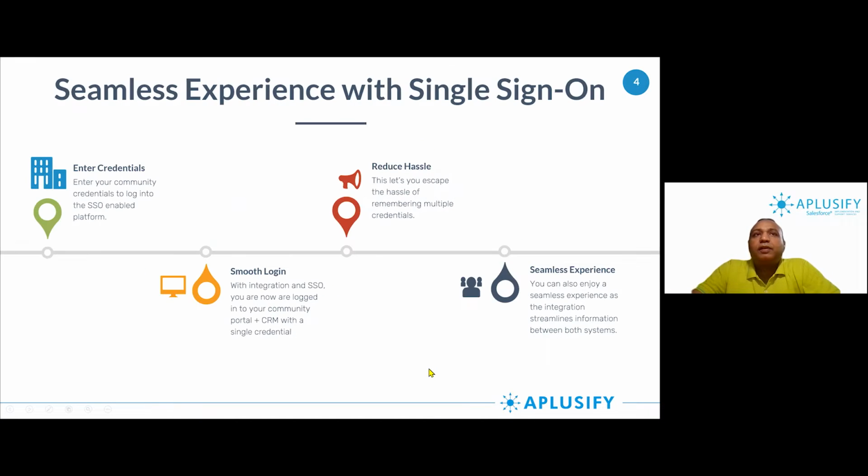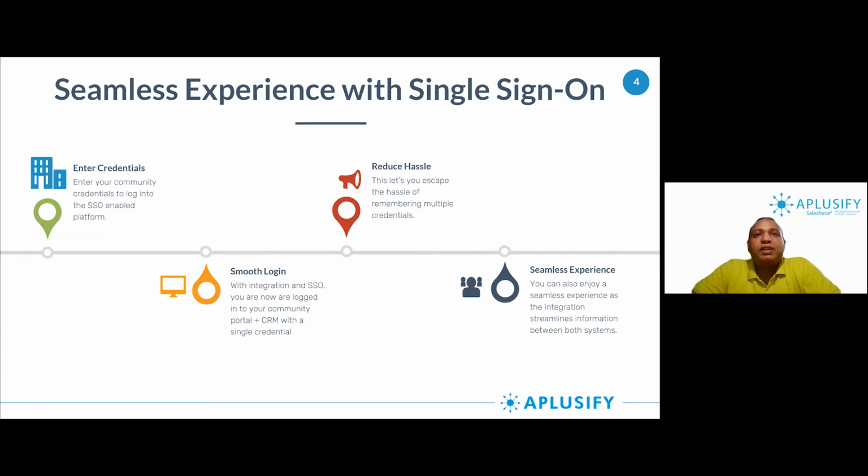Then what else? Once you have got your community portal integrated with your CRM, what happens? You log in into one system. So you log in into your community portal or you log in into your AMS system. Then you don't have to log in twice. As soon as you log in into either of these systems, the second login, which is either your CRM or your AMS or your community portal, you get logged in automatically, which is obviously called single sign-on.